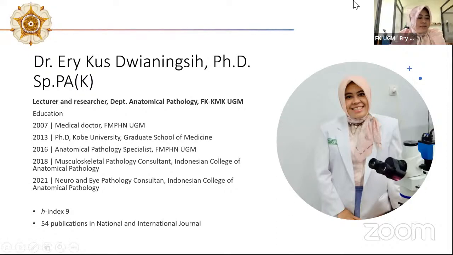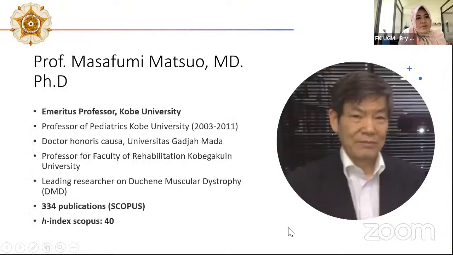For the first speaker, it will be Professor Masafumi Matsuo. He's an emeritus professor of Kobe University. He was a professor in pediatrics at Kobe University from 2003 until 2011, and also Dr. honoris causa in our university, Gadjah Mada. He's currently a professor in the Faculty of Rehabilitation, Kobe Gakuin University, and he's a leading researcher in Duchenne muscular dystrophy with 334 publications and an h-index of 40. That is really incredible. Okay, Professor Matsuo, we will give time to you. You will have around 30 minutes for your presentation. Thank you, Professor Masafumi Matsuo.